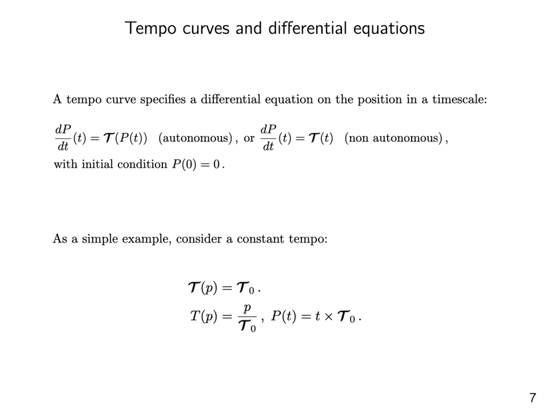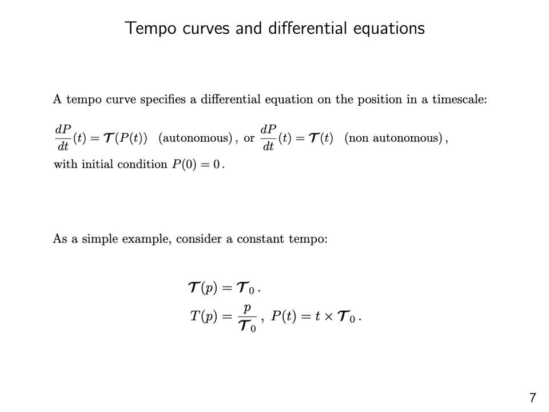So a tempo defines the rate of advancement of the position inside a time scale as either a function of time or a function of position. Essentially, a tempo curve specifies a differential equation on the position in the time scale. And we have two cases. If the right-hand side of the equation is a function of position, we have an autonomous differential equation. And if the right-hand side is a function of time, we have a non-autonomous differential equation. So we have these two cases to take into account.